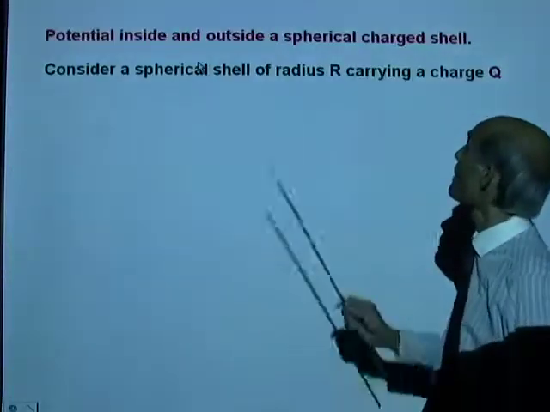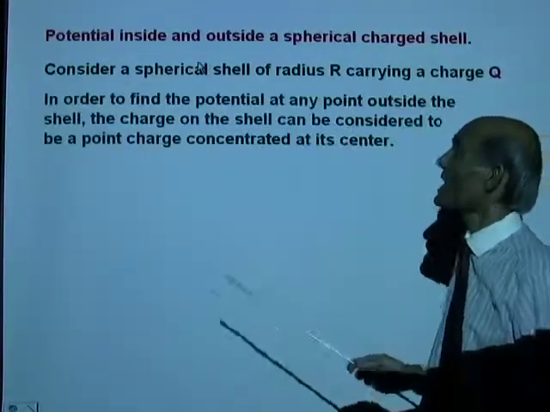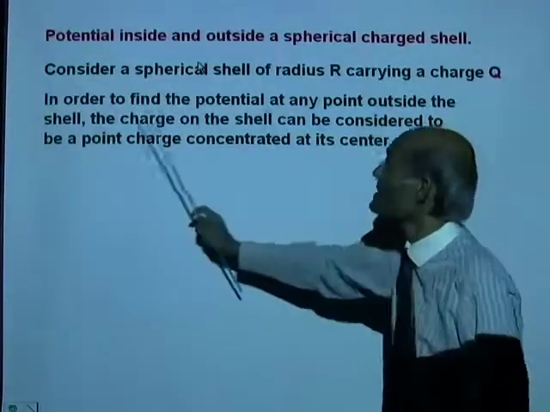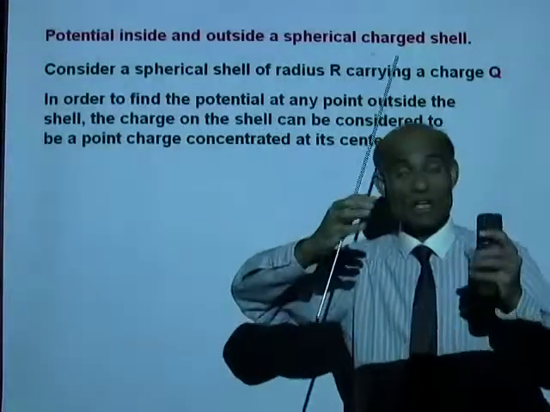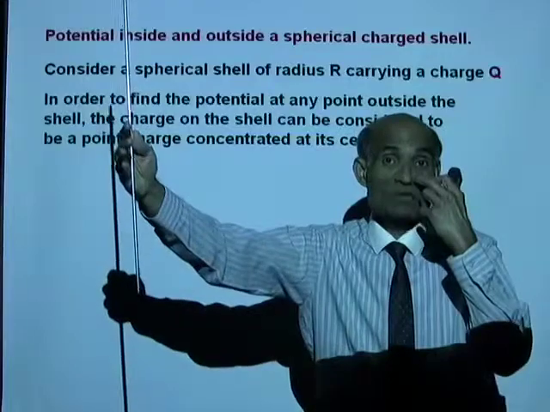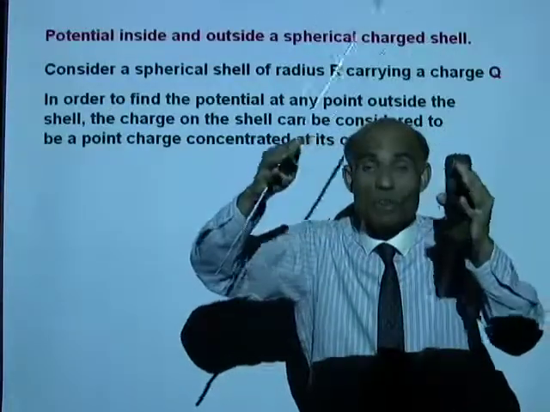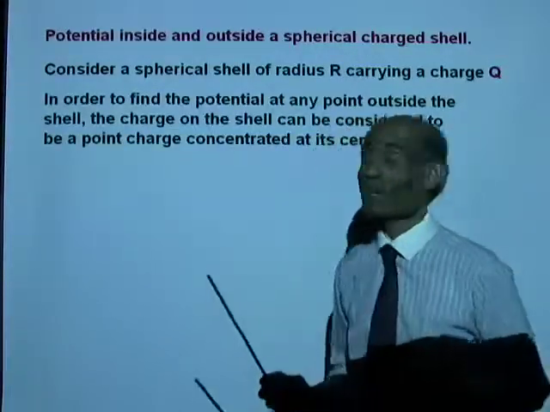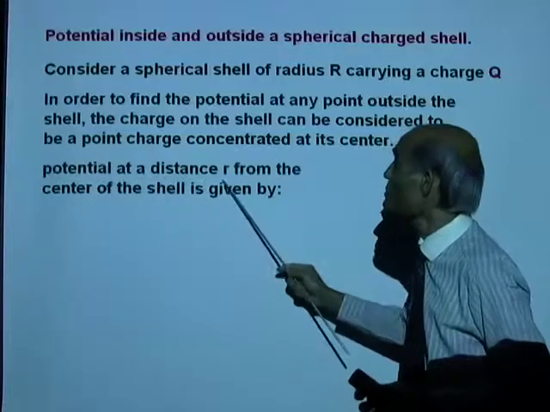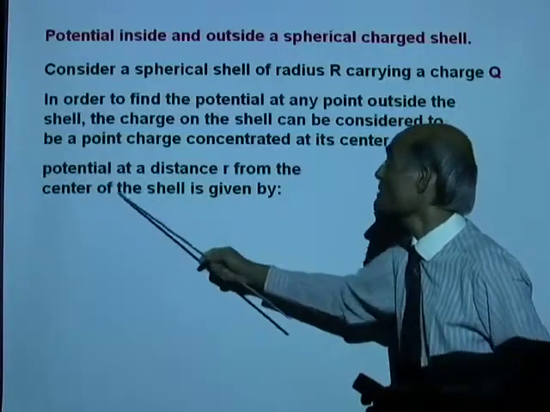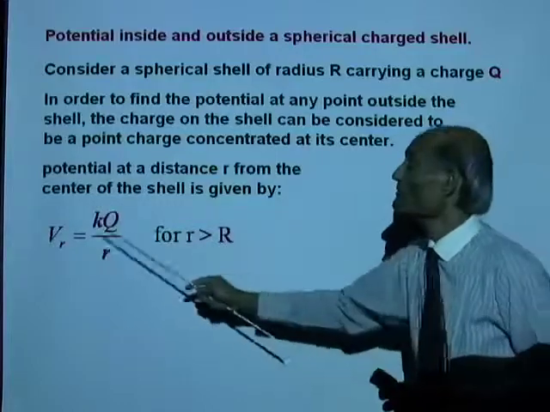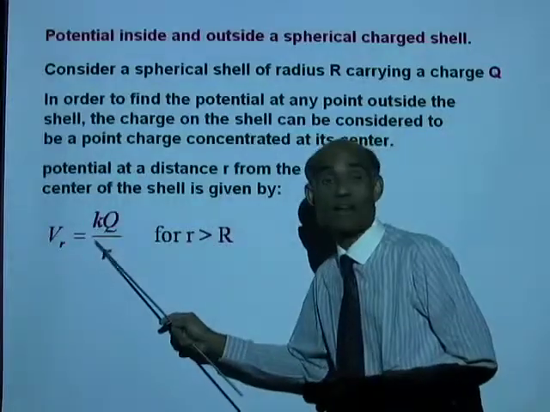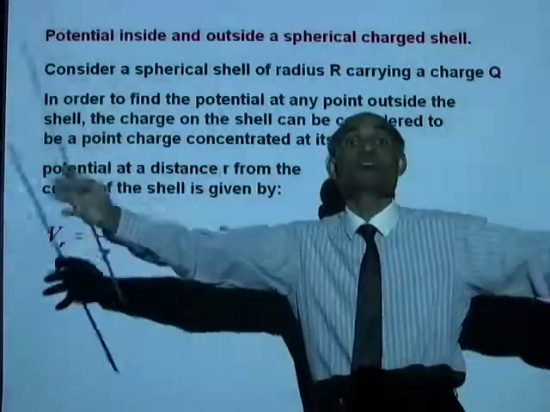Consider a spherical shell of radius r carrying a charge q. If you want to find the electric potential at any point outside the charged shell, you have to assume that all the charges are concentrated at its center. We talked about that in the last class. Now, potential at a distance r from the center of the shell, therefore, is V of r equals kq divided by r. And this is valid only for points outside the shell.